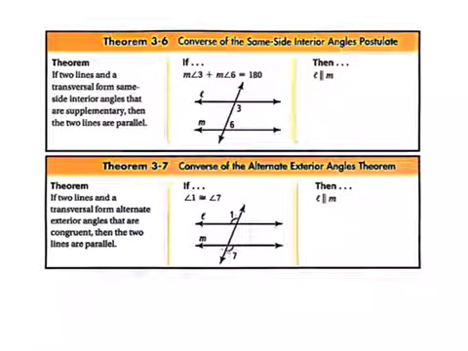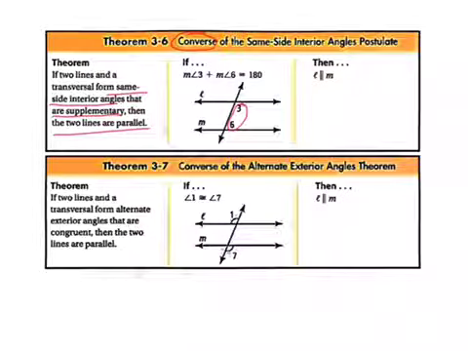Theorem 3.6, the converse of the same side interior angles postulate. So once again, converse means we're proving some lines parallel. So let's see what this says. If two lines and a transversal form same side interior angles that are supplementary, then the two lines are parallel. So if you can show that two same side interior angles are supplementary, then you know that the lines that they're sandwiched between are parallel.